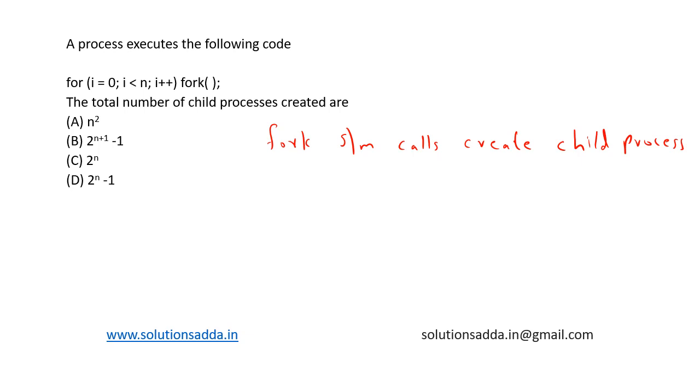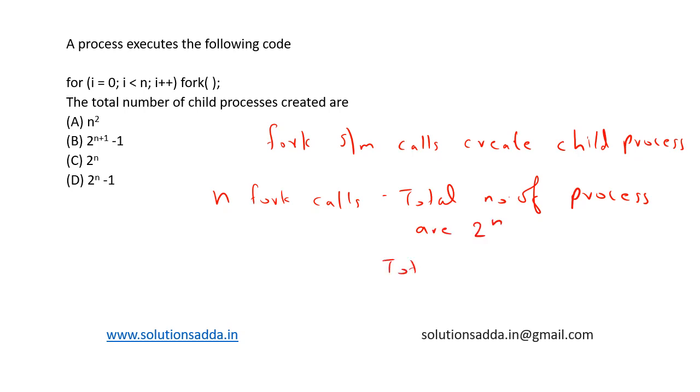Also, one important formula to remember is that for n fork calls, total number of processes are 2 to the power of n, and total number of child process is equal to 2 to the power n minus 1. So based on the options, option D is the correct answer.